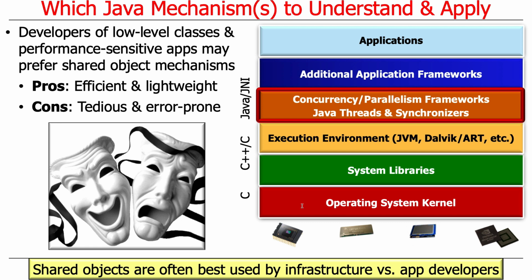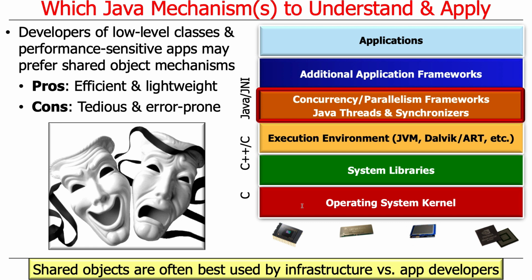So shared objects are typically best used by infrastructure developers, people building software infrastructure as opposed to people building apps. That distinction is particularly important in layered environments, layered platforms like Android, where you've got many different layers. The higher up in the stack you go towards the application layer, the more likely you are to want to use the higher-level stuff, which we'll talk about in a second. The lower down you go, the more you might want to use the infrastructure stuff.